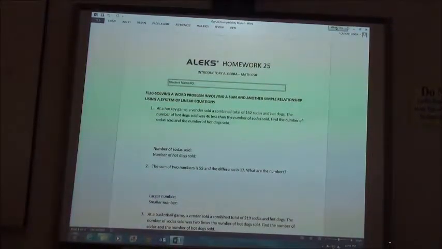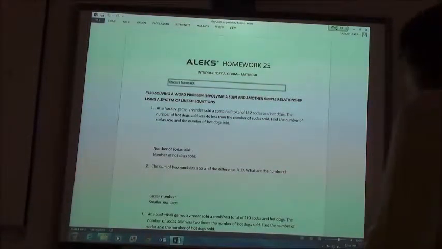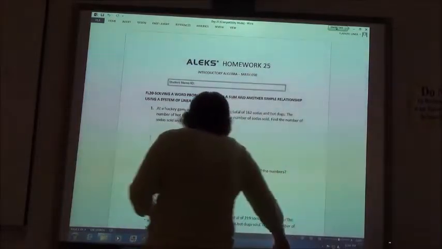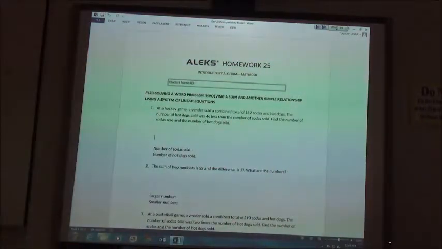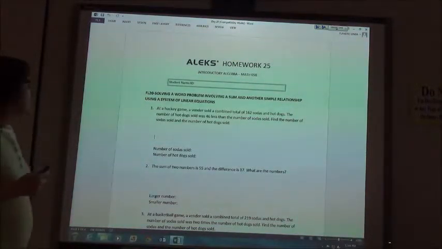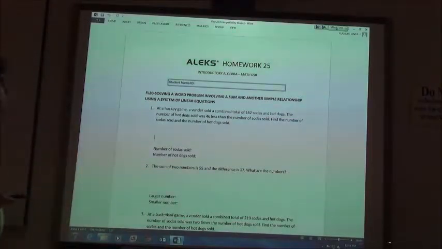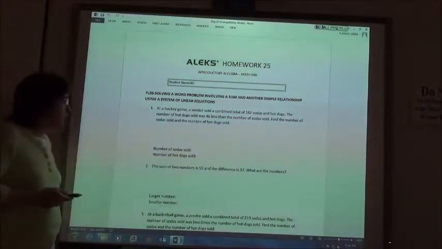Homework day 25. It's going to be the end of chapter 4. A whole bunch of word problems on here. It says on the first one, at a hockey game, a vendor sold a combined total of 162 sodas and hot dogs. The number of hot dogs sold was 46 less than the number of sodas sold. Find the number of sodas sold and the number of hot dogs sold.